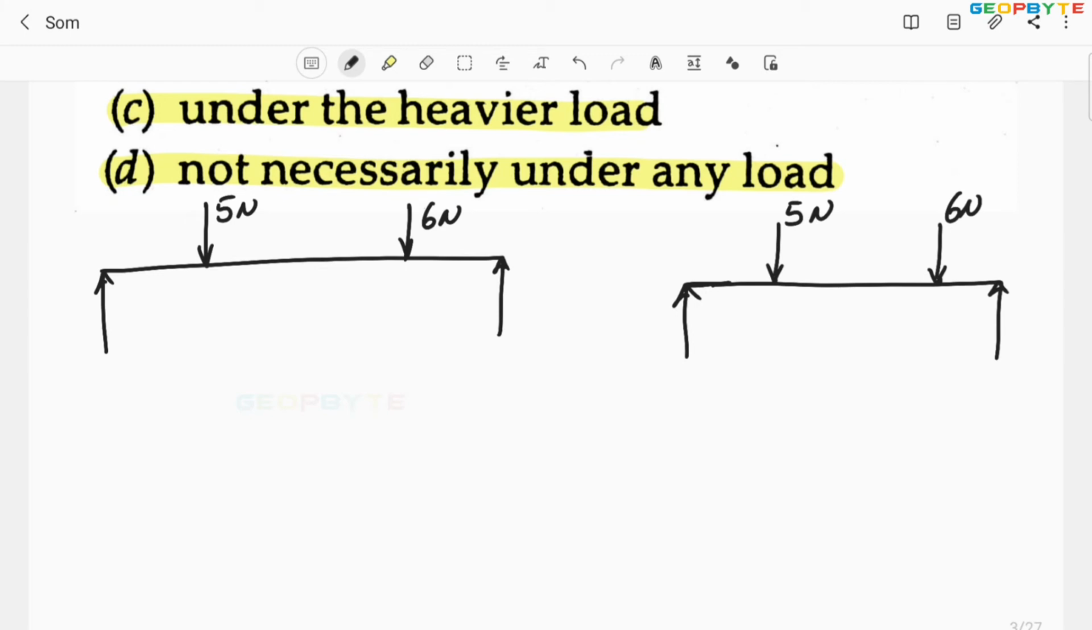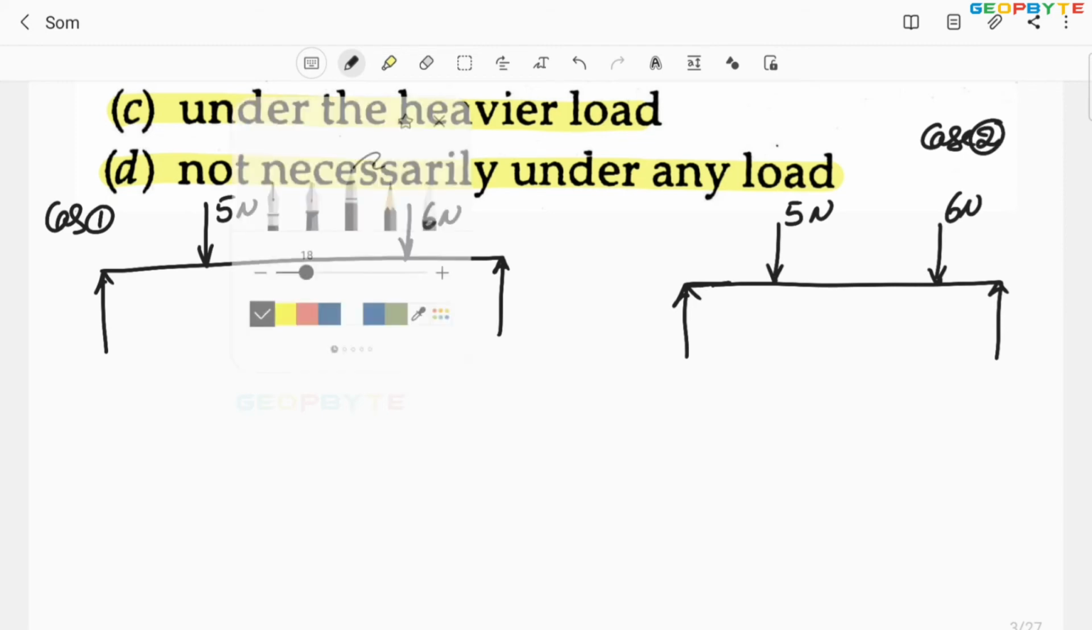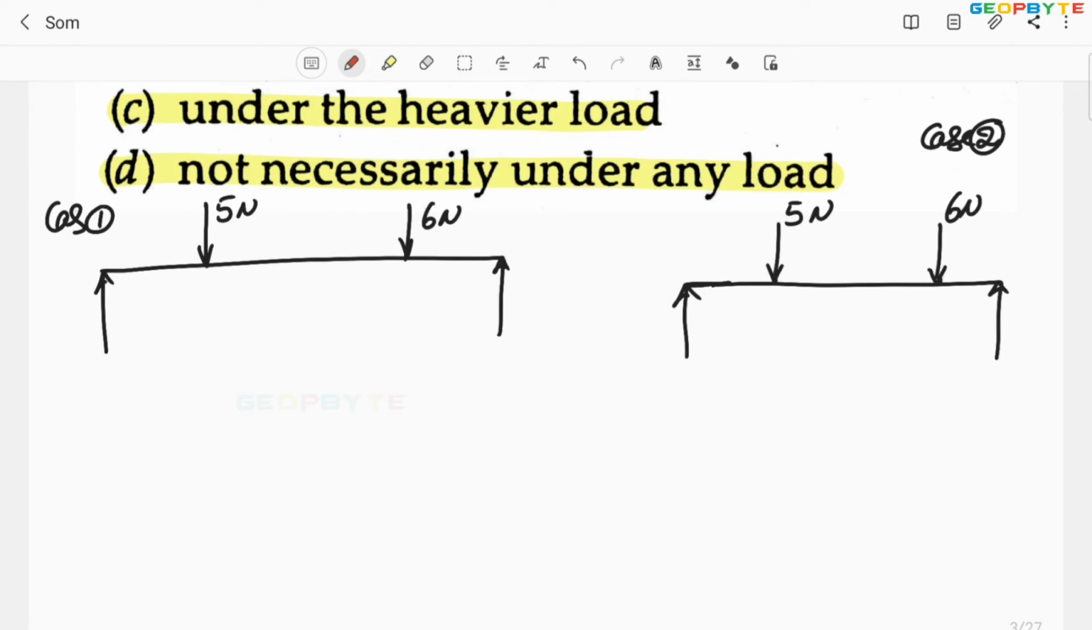So this is case 1, and this is case 2. For case 1, let us mark the distances. This may be 2 meters. The middle distance may be 3 meters. This one may be 1 meter. Whereas for the other case, the distances may be 1 meter, 2 meters and 1 meter.